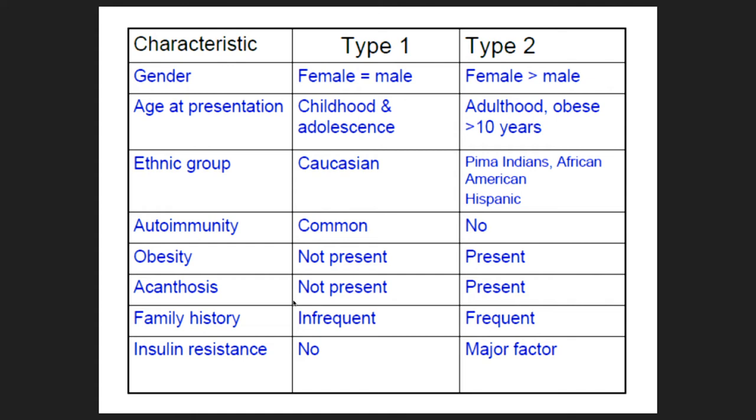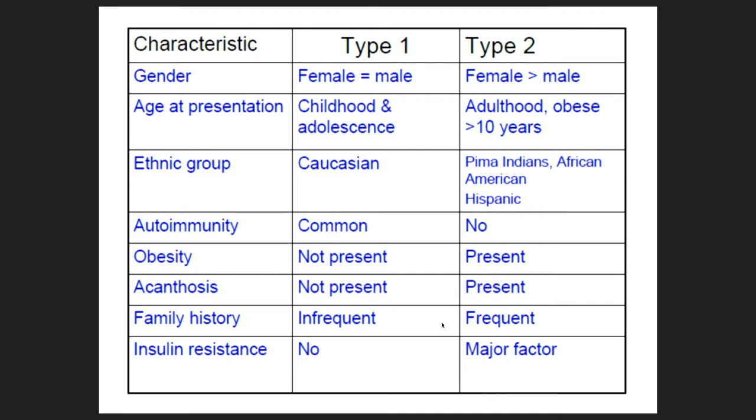And with obesity, there is something called acanthosis nigricans. Acanthosis nigricans is thick and dark skin behind or around the neck, in the axilla and in the groin. That is called acanthosis nigricans. It is a hallmark of insulin resistance, and insulin resistance is associated with type 2 diabetes rather than type 1 diabetes.